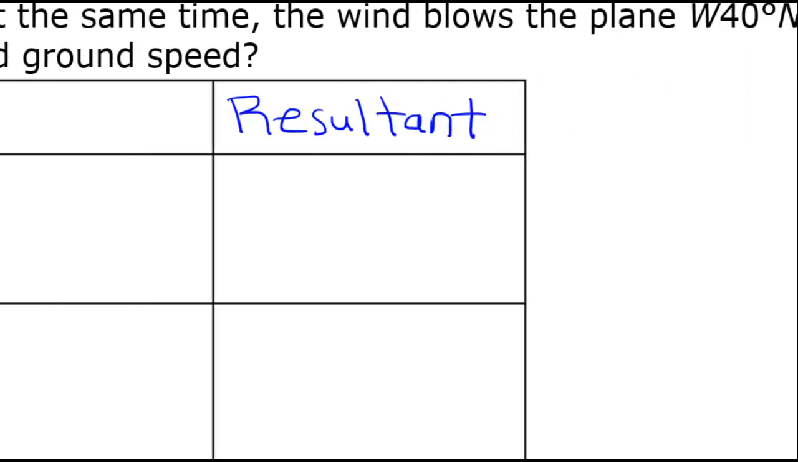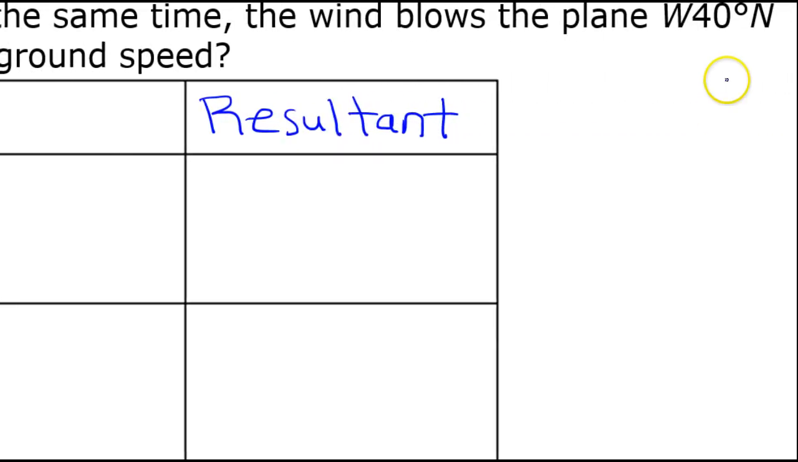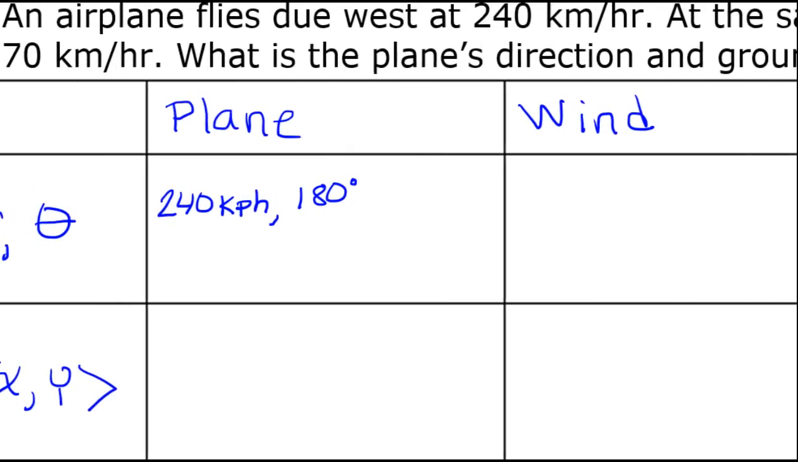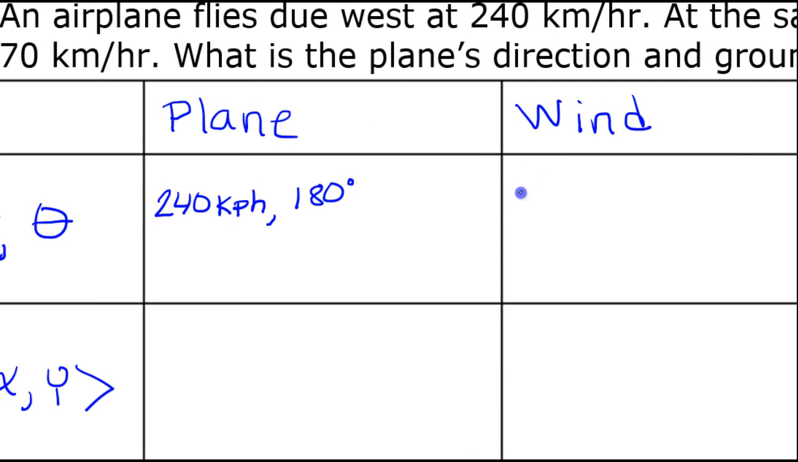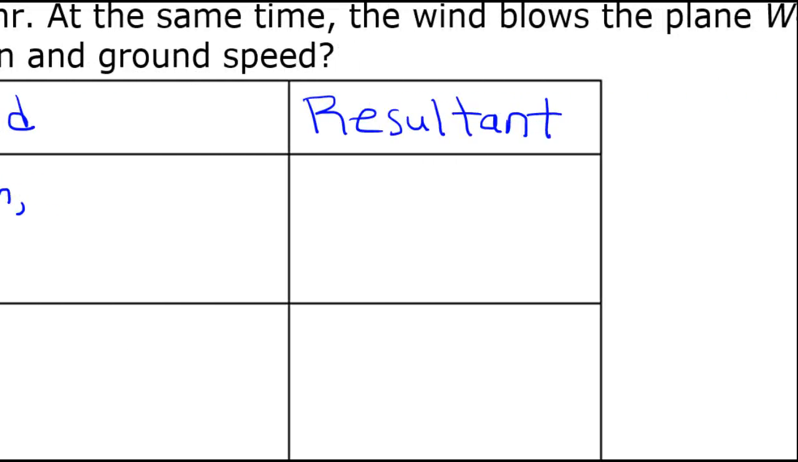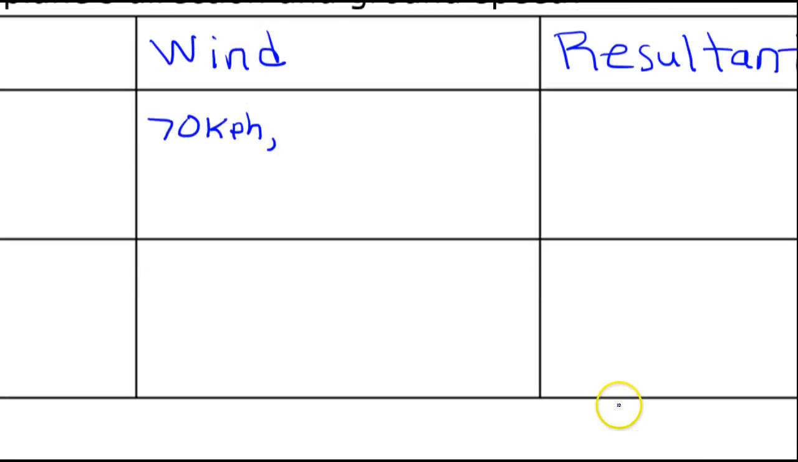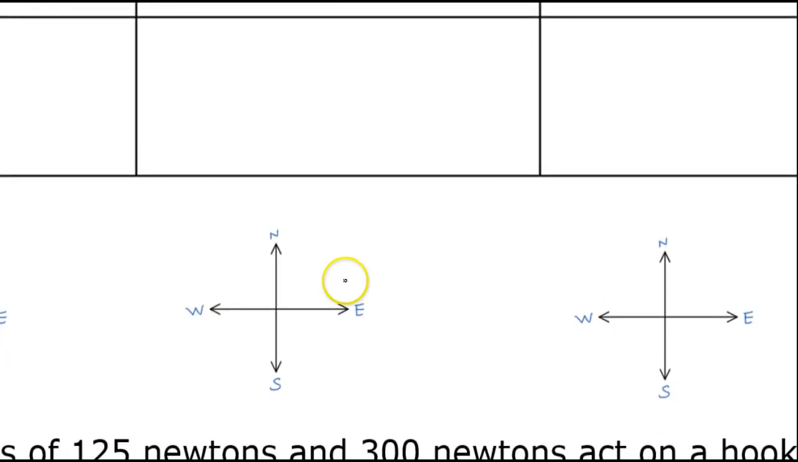Okay, let's do the same thing for the wind. The wind blows the plane west 40 degrees north, but what's the magnitude? 70 kilometers per hour. All right, so the magnitude is 70 kilometers per hour. Now the direction said west 40 degrees north. So let's sketch that.